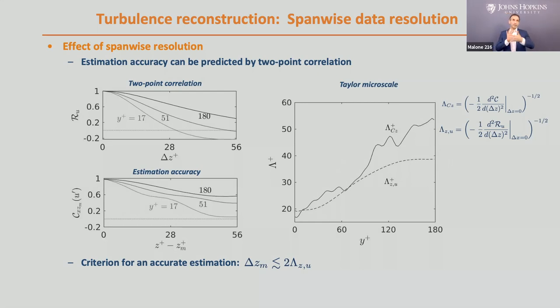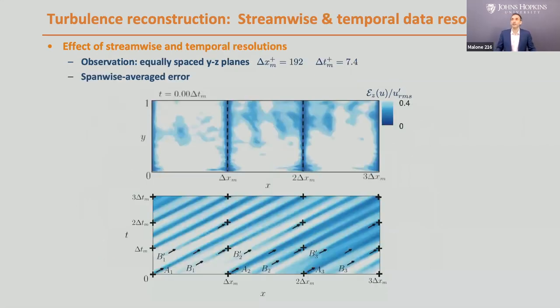The span-wise direction is nice because it doesn't have any mean advection. Now, if you look at the stream-wise direction, we have stream-wise spacing of the measurements, but we also have time, and they're related, of course, by Taylor's hypothesis. So here we look at the effect of the distance between streamwise measurement planes. So we have measurement at zero, delta XM is the first location of the measurement, twice delta XM and three times delta XM. And what I'm plotting here are the initial errors.